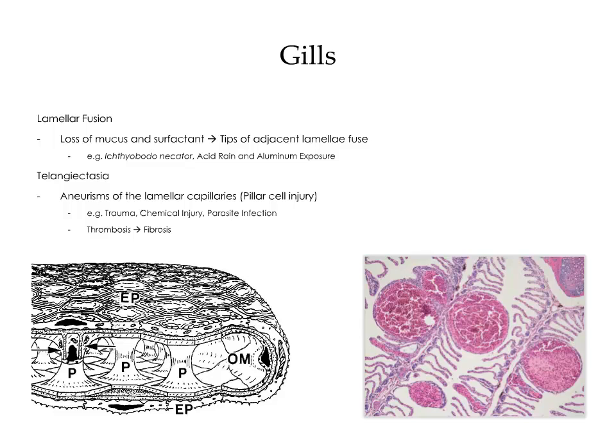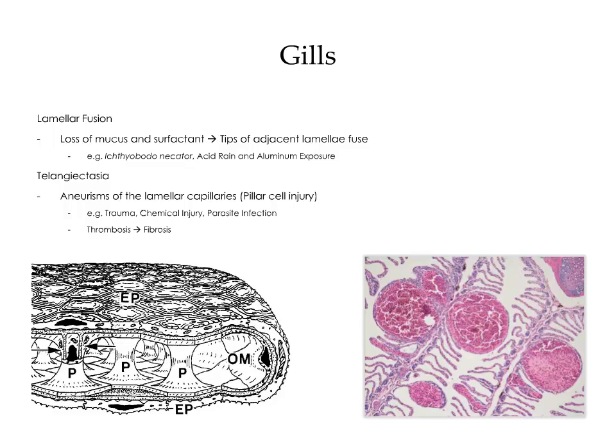Telangiectasia is a term used to describe aneurysms that form within the lamellar capillaries. This is the result of pillar cell injury. So pillar cells are like spokes that separate the two sides of the lamellae and maintain the structure of the vascular channels, as illustrated in the diagram in the bottom left.